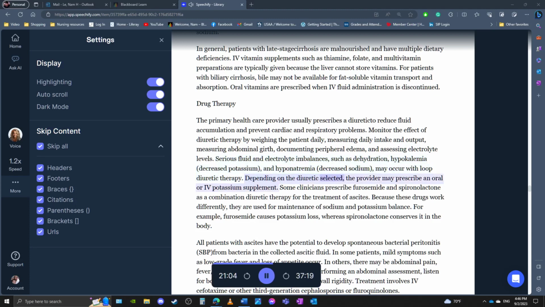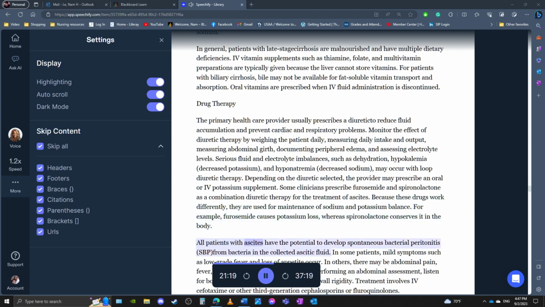Depending on the diuretic selected, the provider may prescribe an oral or IV potassium supplement. Some clinicians prescribe furosemide and spironolactone as a combination diuretic therapy for the treatment of ascites. Because these drugs work differently, they are used for maintenance of sodium and potassium balance. For example, furosemide causes potassium loss, whereas spironolactone conserves it in the body.